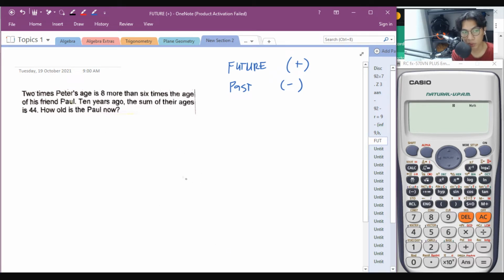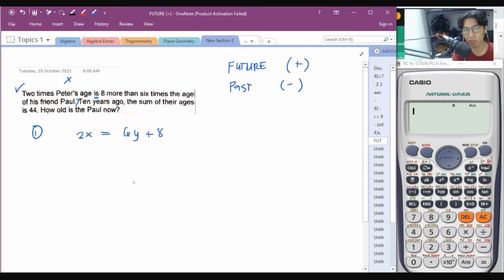So, ito yung first condition. So, first condition is the first sentence. 2 times Peter's age. You let Peter as X and then Paul as Y. Okay? 2 times Peter's age. So, 2 times Peter's age is 8 more than. That is equal. Is. Okay? This is equal. More than 6 times the age of his friend, Paul. Okay? So, 6 times the age of Paul, more than yan ng 8. 8 more than daw eh. 8 more than. Ibig sabihin yun yung additive. Okay? That is condition 1.